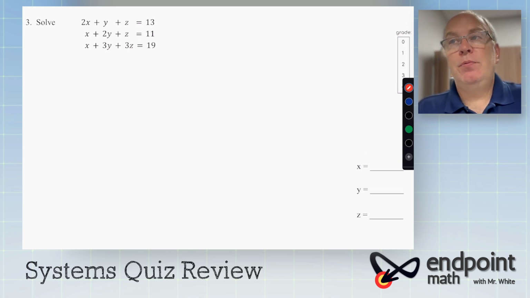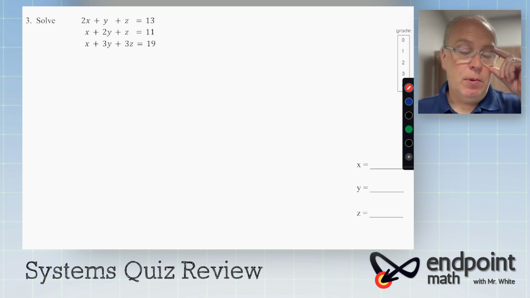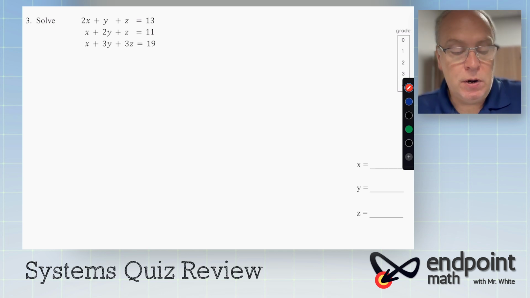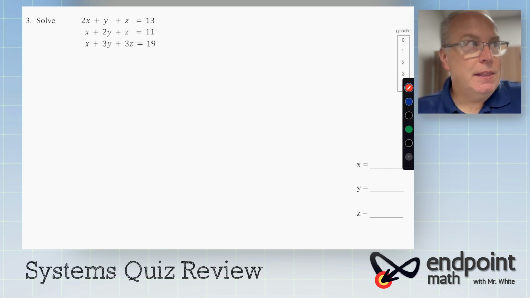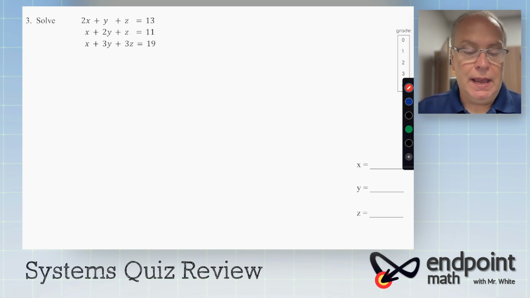What about a 3-by-3 system? I'm going to put one of these on the quiz. I'll try to make it relatively simple. This is probably a little harder actually than the one on the quiz. The idea here is to whittle it away and get rid of variables as you can.